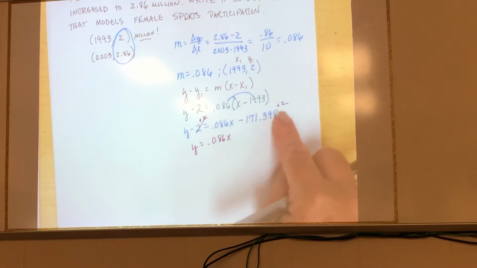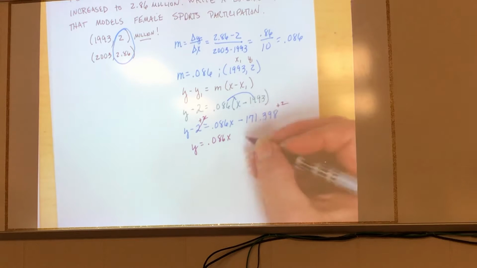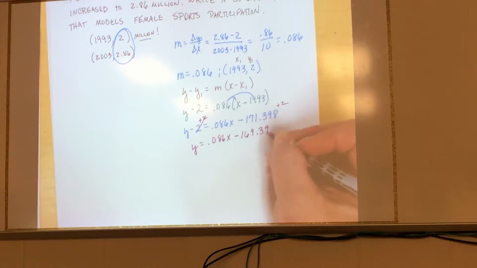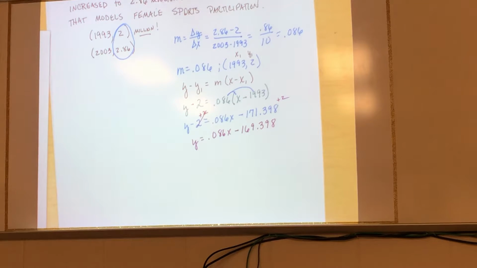Okay? So these are unlike signs. You have to subtract things. This is a negative, this is a positive. So it should have been negative 169.398. Okay? So everybody okay? Yes. I saw you all erasing those things.